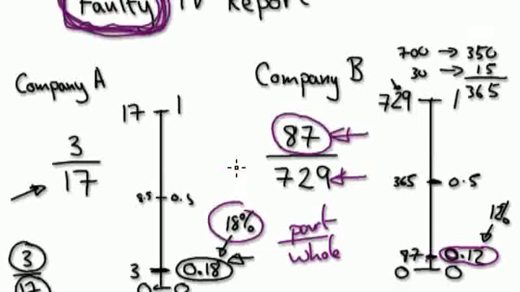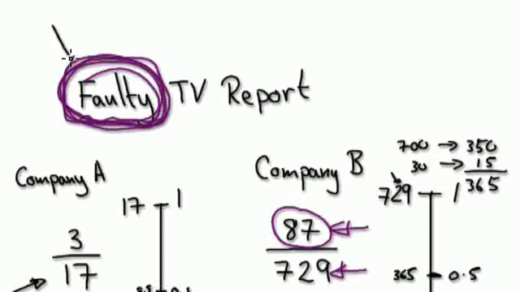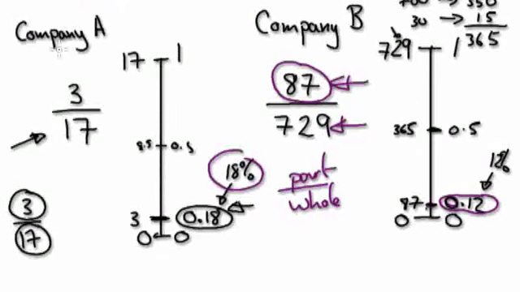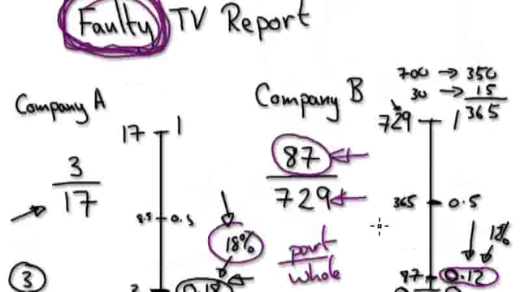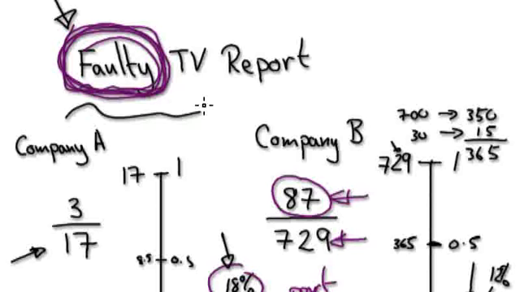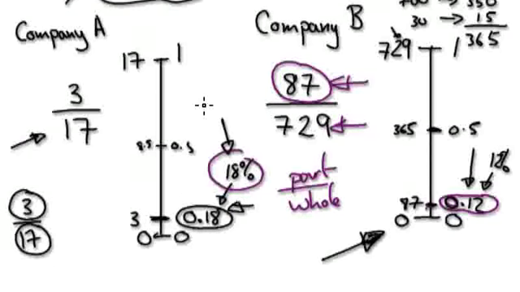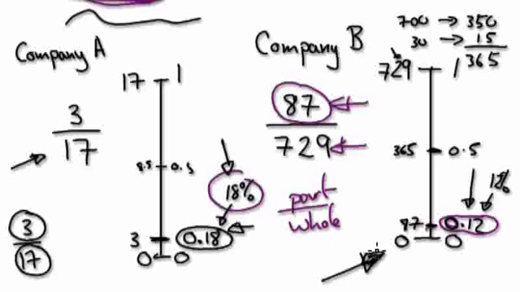And remember, we are looking at faulty. Okay, so this would represent 18% faulty TVs. This one here, 12% faulty TVs. So in this case, it's better to choose the smaller one because we are looking at faulty TVs. So you would want the number to be quite low because you would want faulty TVs to be low. So company B would be better than company A.